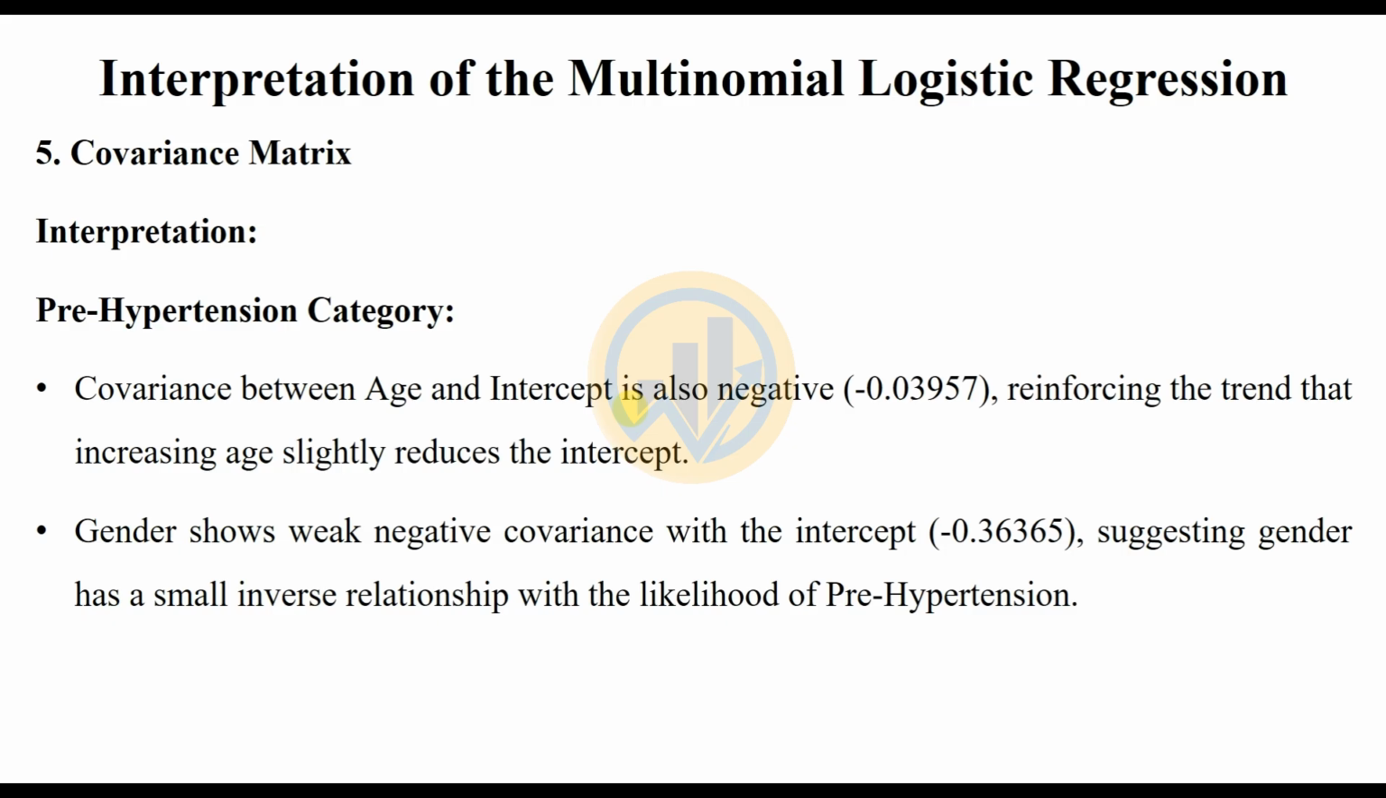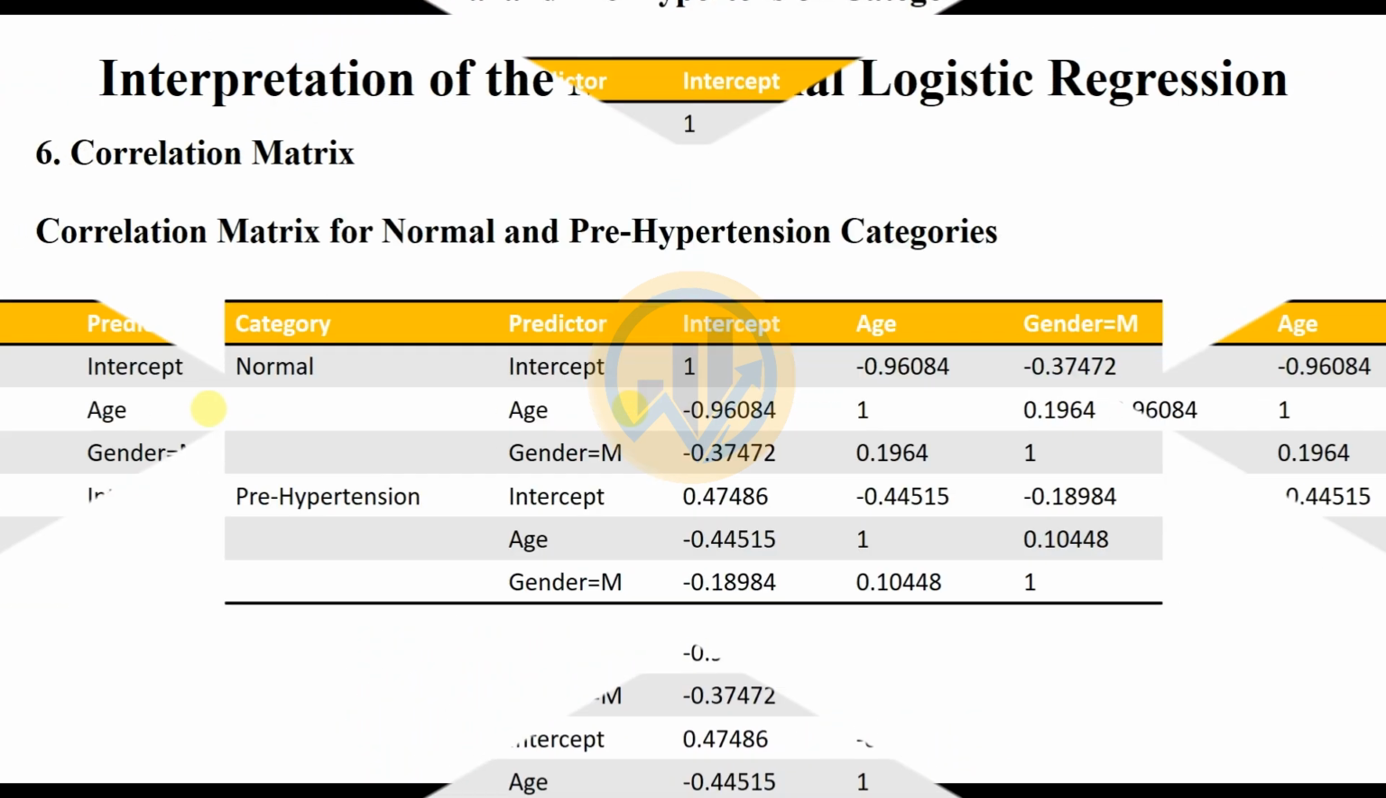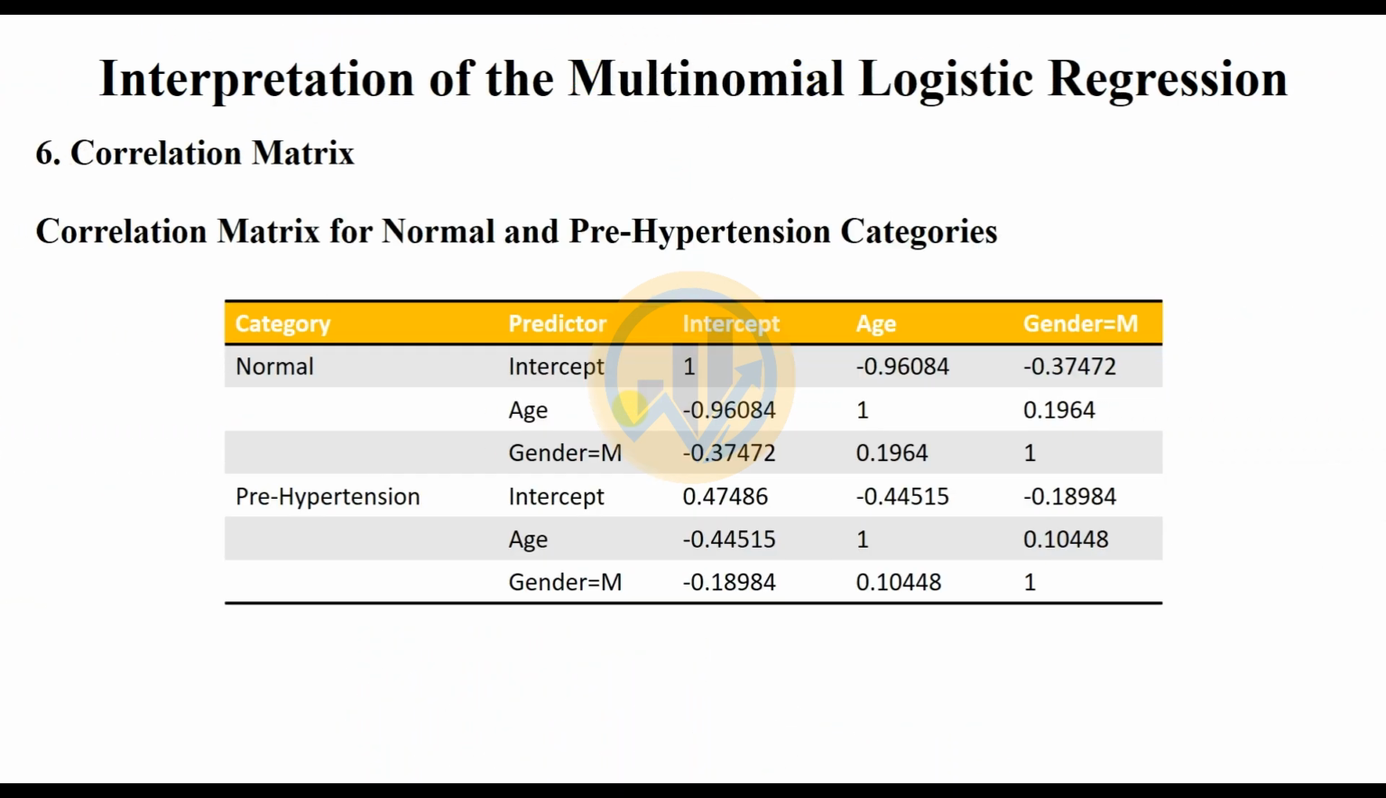So the sixth table is for the correlation matrix for the normal and pre-hypertension categories. The table presents the values for the predictors: intercept, age, and gender (male), for the normal and pre-hypertension categories.